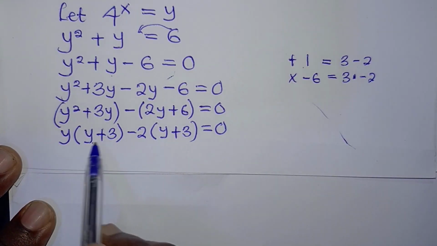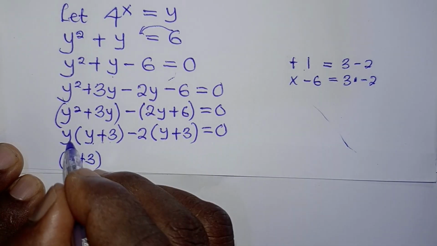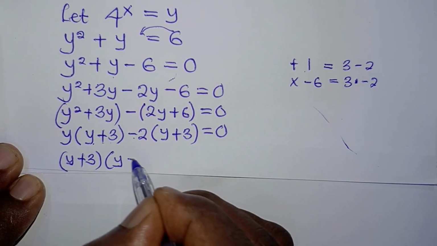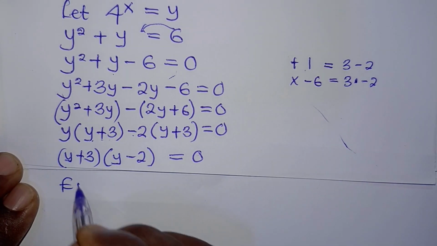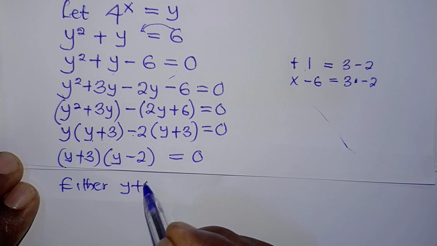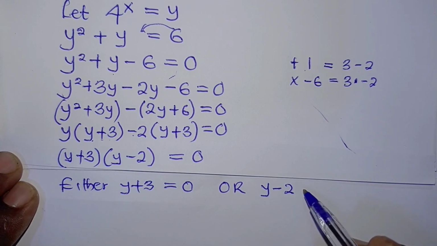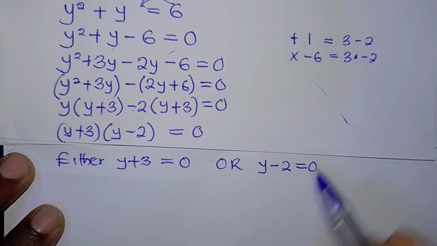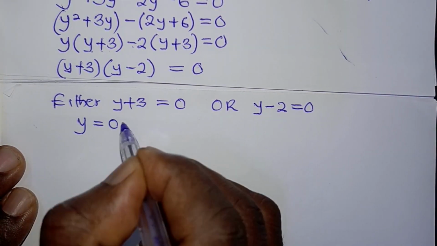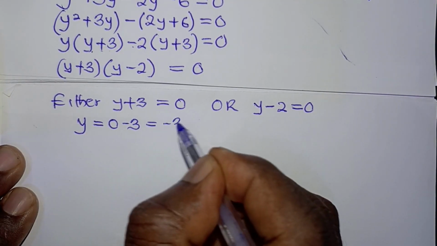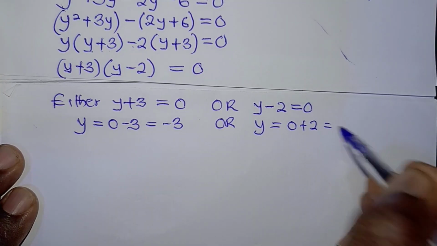As you can see, y plus 3 is common to both. So we can have y plus 3 in brackets. Here we left y, so we have y. Here is left minus 2, so we have minus 2 equals 0. Right, so we say either y plus 3 is equal to 0 or y minus 2 is equal to 0. So here we have y equals 0 minus 3, which is minus 3, or y equals 0 plus 2, which is 2.